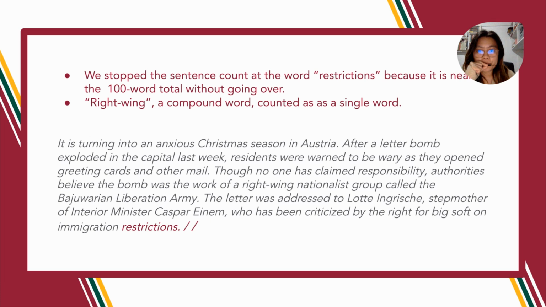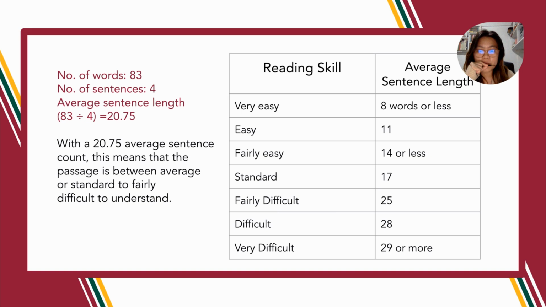Right-wing is a compound word, as in work of a right-wing nationalist group. So we do not count it as two words, we count it as a single word. Now, according to the Step 1 rules, we first identify the number of words, which is 83, and the 83rd word is restrictions. Out of that, the number of sentences in the passage is 4, including the one ending with the word restrictions.